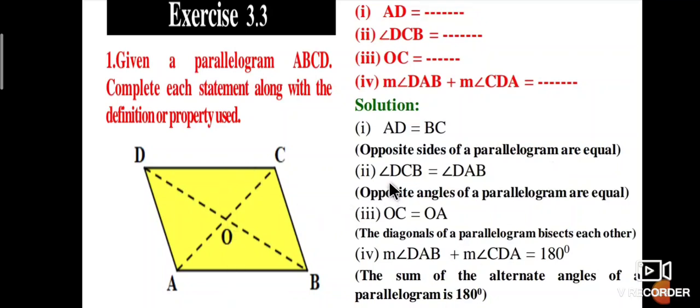Similarly, angle DCB is equal to angle DAB, because the opposite angles of a parallelogram are equal. Third one, students, OC is equal to dash. Observe here, OC is equal to OA, because the diagonals of a parallelogram bisect each other.